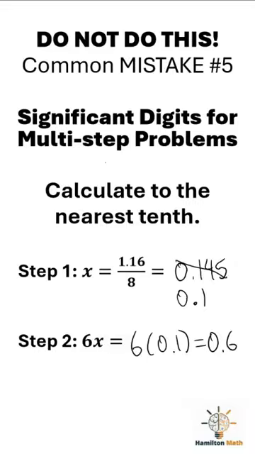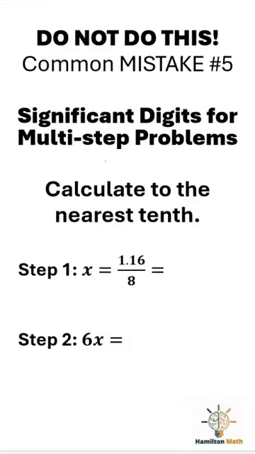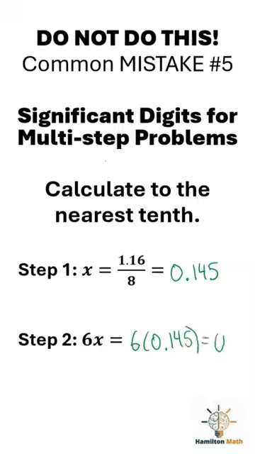Here's how to do it right. Now instead of taking the 1.16 divided by 8 and rounding that, I'm going to keep that as 0.145. And so now I'm going to take 6 times that number, and 6 times 0.145 gives me 0.87. Well, what is 0.87? If I round that now to the nearest tenth, that becomes 0.9.